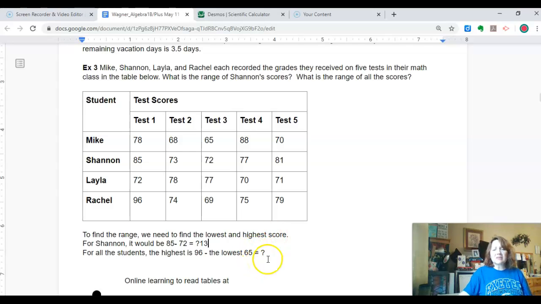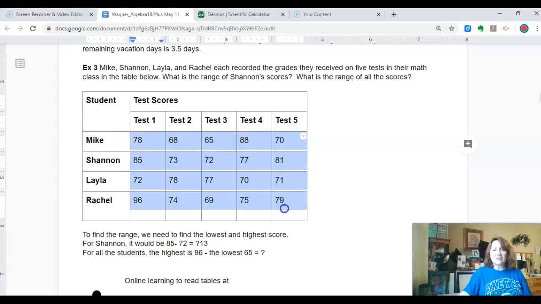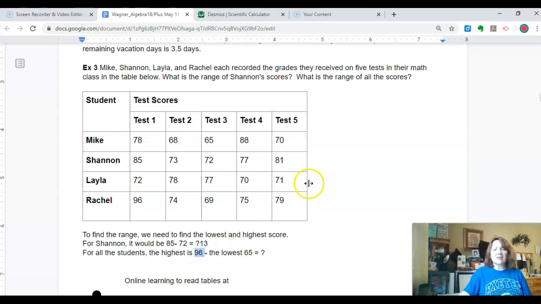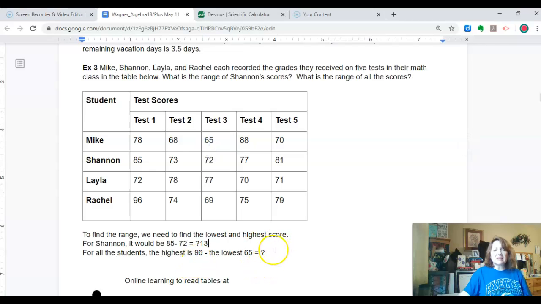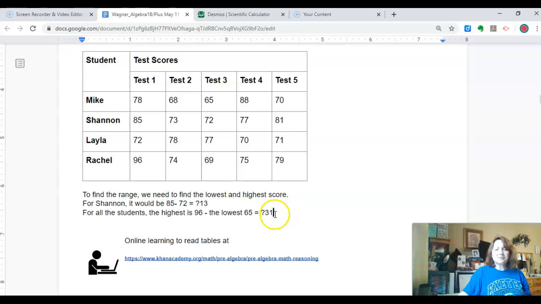For all the students, the highest and the lowest, if I look at all these numbers, I look for the highest number, it's going to be 96, which I have right there, minus the smallest of all these, which is right here, 65. So I would take 96 minus 65, and I would get 31. So 31 is what you would get in that case.